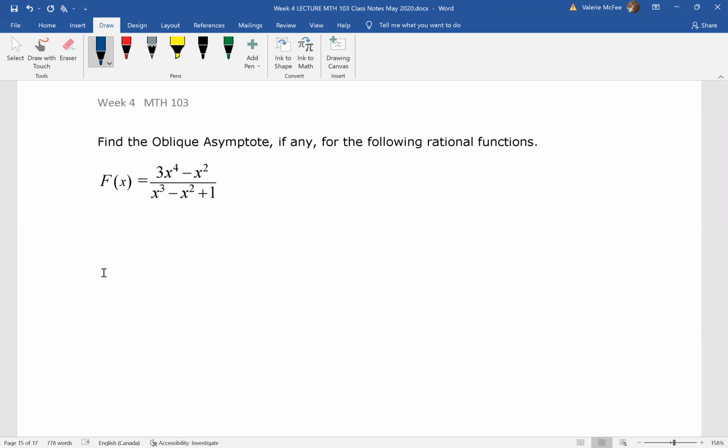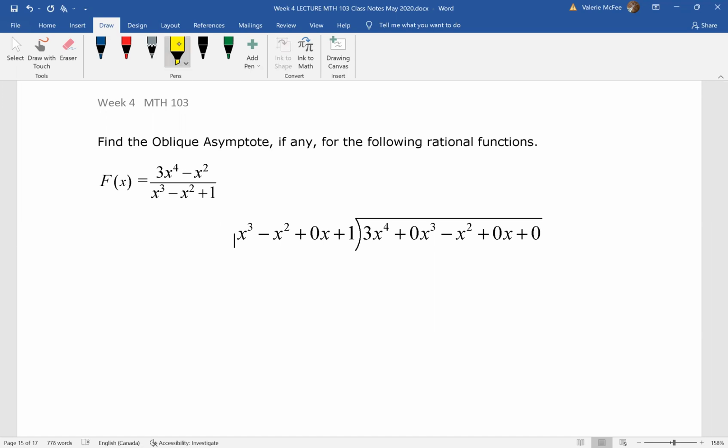Here's one more. Why don't you do the division and find the oblique asymptote? This one was a little tricky. You had to make sure you had all of your descending powers of x. So I noticed in my divisor that we were missing x to the power of 1. And in the numerator, we are missing x cubed, x to the power of 1, and x to the power of 0. People often forget that last term.